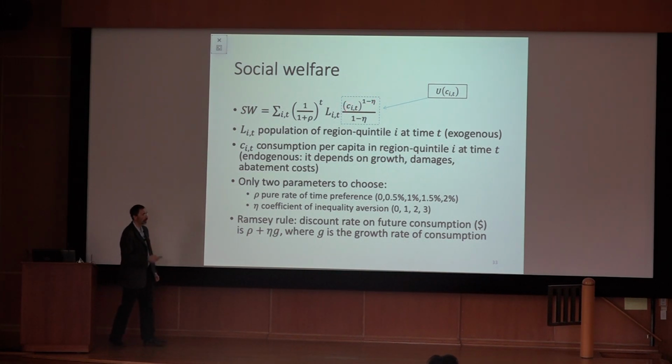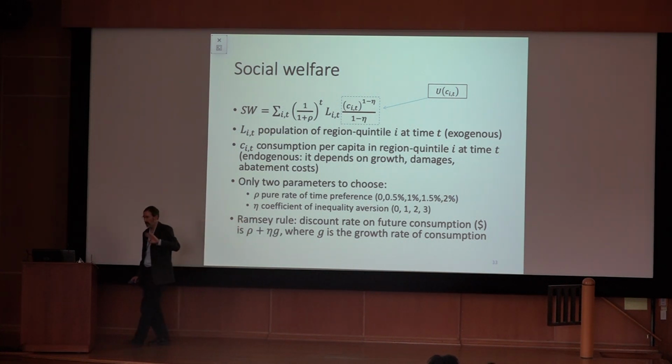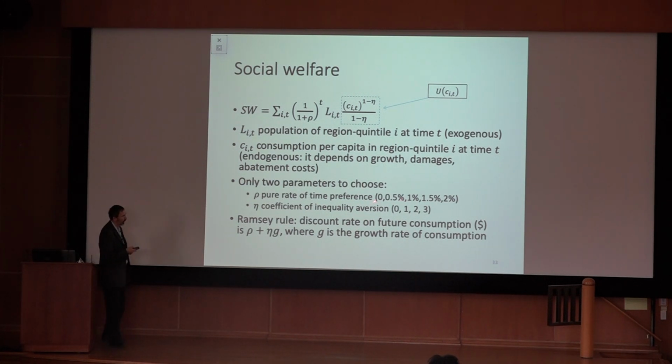And the path of CIT is determined by the model, right? So you have the growth of production, technical progress, and all that goes through the model. And the values for the parameters that we'll be talking about in a minute are in the range of values which are discussed by people in the field.